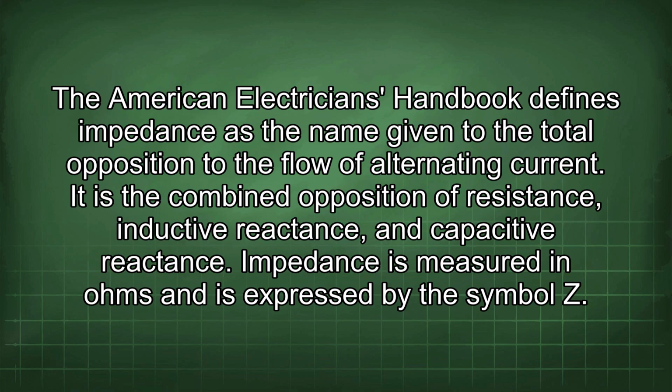The American Electrician's Handbook defines impedance as the name given to the total opposition to the flow of alternating current. It is the combined opposition of resistance, inductive reactance, and capacitive reactance. Impedance is measured in ohms and is expressed by the symbol Z.